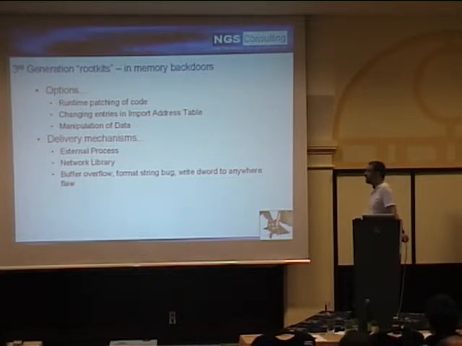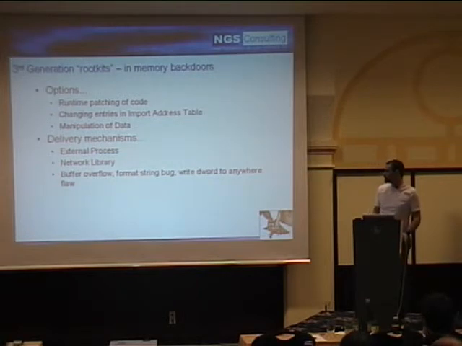Data that is supposed to change, so in terms of watching for attacks against it, it's going to be much more difficult. Then we have to look at delivery mechanisms. How do we get our in-memory backdoor loaded? We'll look at external processes, or libraries over the network, DLLs over the network. Or, which is probably going to be the easiest and most common attack, a buffer overflow, whether it be stack-based or heap-based, a format string bug, or the kind of write a DWORD of your choosing to anywhere of your choosing premise.